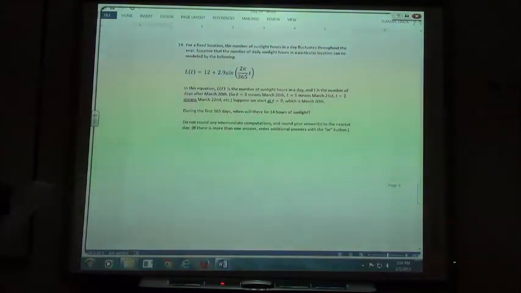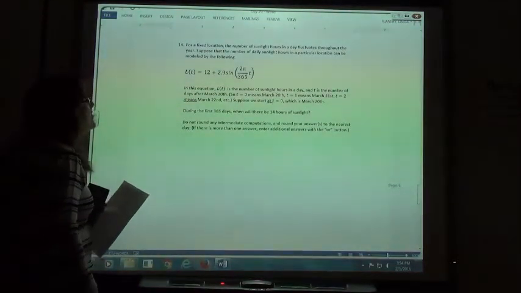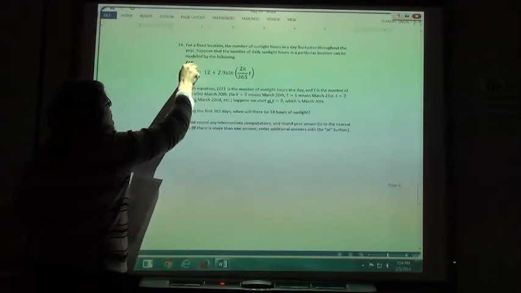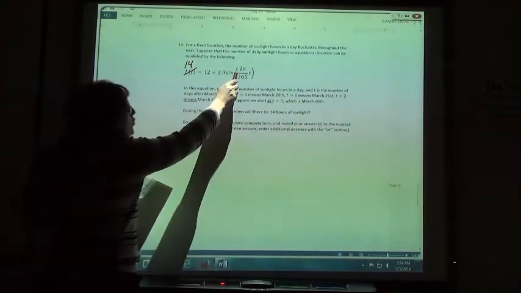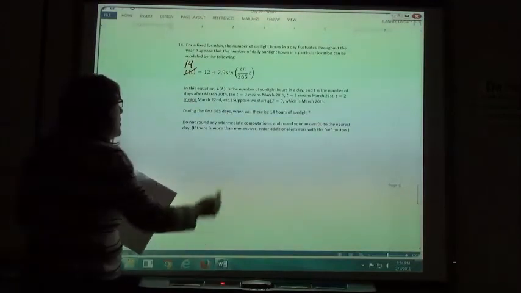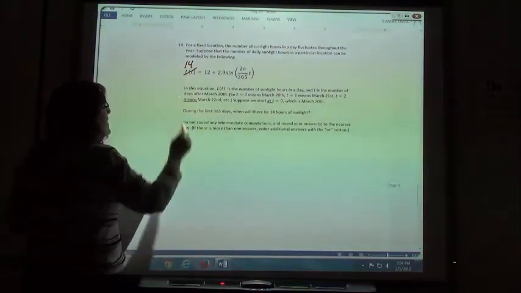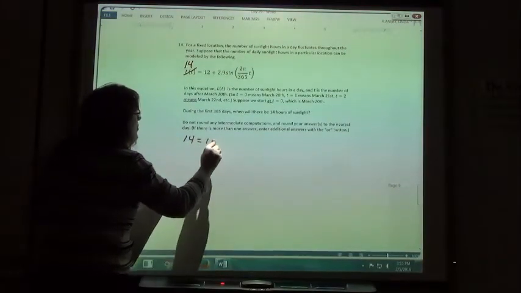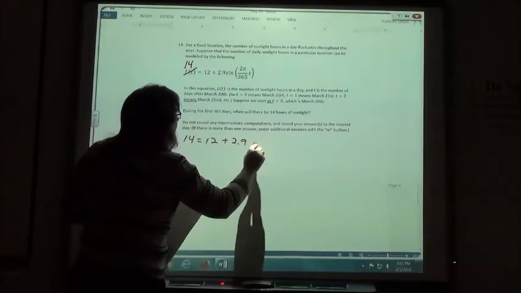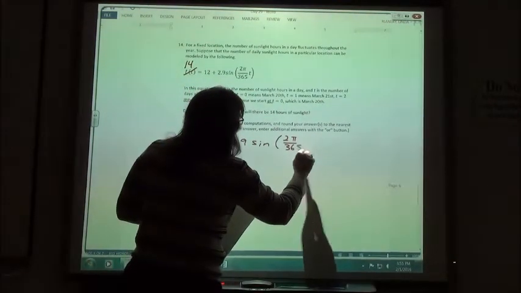Suppose we start at t = 0, which is March 20th. During the first 365 days, when will there be 14 hours of sunlight? So again, we're just going to put the 14 in here. The 2 is already in there from their calculation. So do not round your answer to the nearest hundredth. And so in this case, 14 equals 12 plus 2.9 sine of 2 pi over 365t.